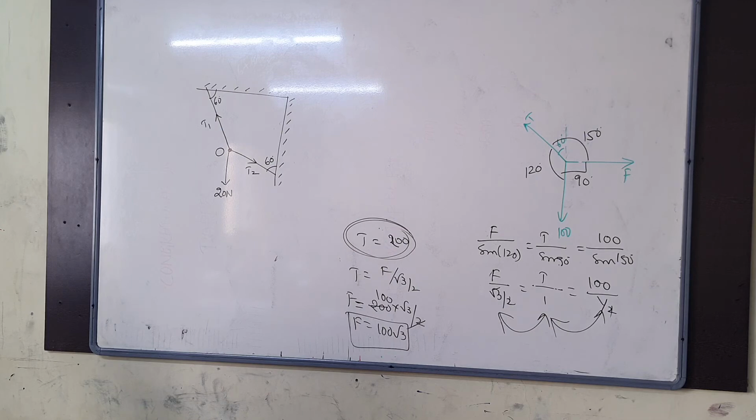20 root 3 and then 20 is the correct answer. 40 and 20 root 3. One more you check properly. Almost correct only.